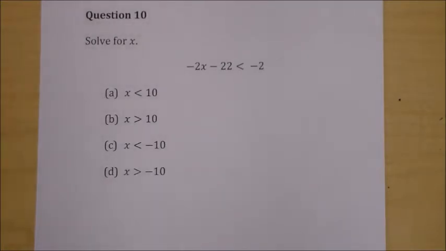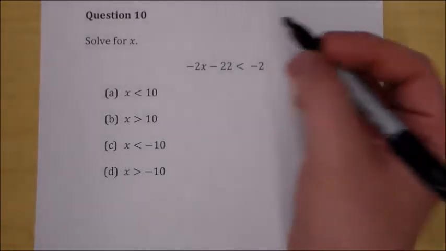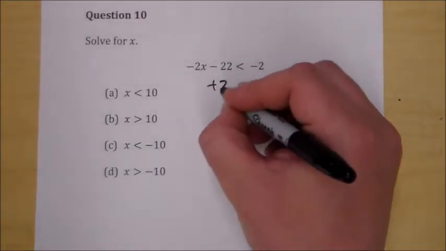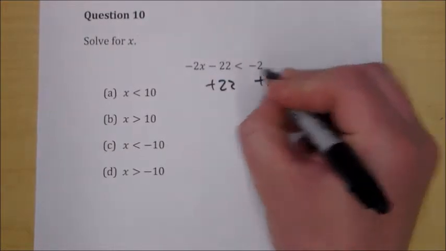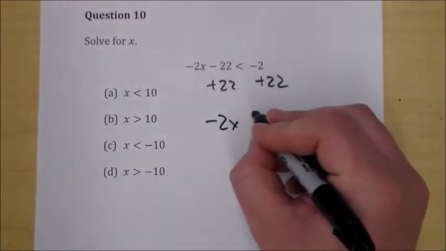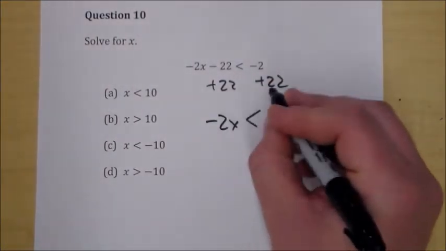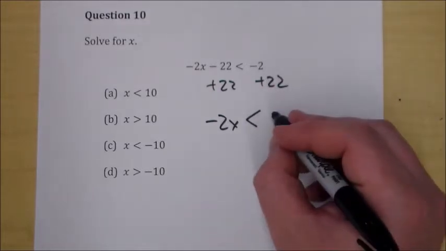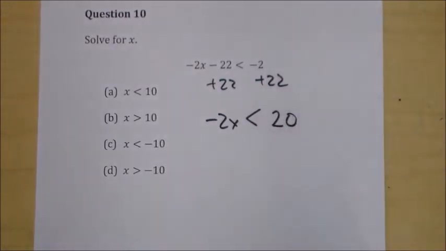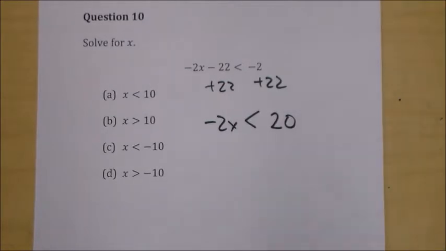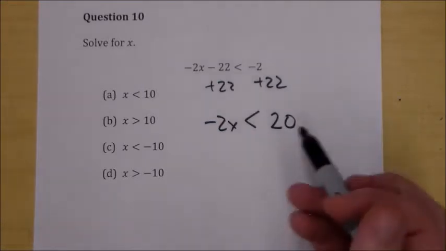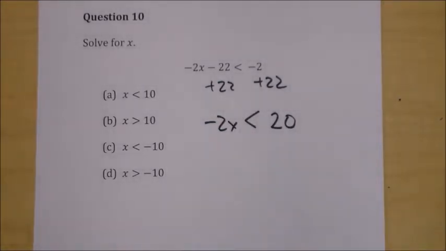Okay, question 10. I just threw this in there because there's a unique rule when you have inequalities, which you probably should be aware of. So here, how do we solve this? Let's just add 22 to either side. And that cancels out. We get negative 2x is less than, let's add the numbers together, 20. Now we're going to divide by negative 2, right? Because that's the standard thing. If this was an equal sign, it would be easy. If you divide both by negative 2, you'd get x equals negative 10.